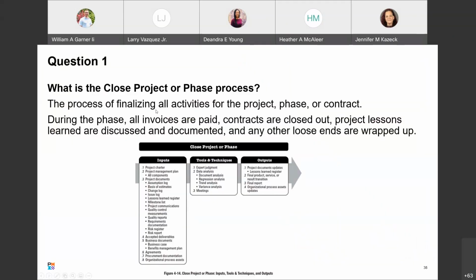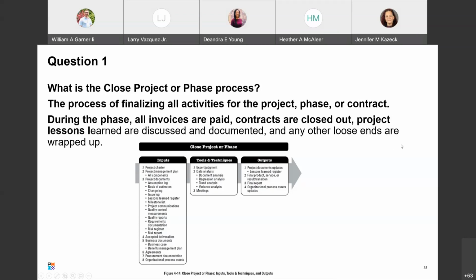All right, so let's look at the close process. This is from the PMBOK. I don't remember what page. I'd have to take a look at what page it was from. But what is the close project or phase process, right? This is the process of finalizing all the activities for the project, phase, or contract. And during this phase, all invoices are paid, contracts are closed out, project lessons learned are discussed and documented, and any other loose ends wrapped up. And these are the inputs, tools and techniques, and the outputs. And a graphic apparently that makes no value to the slide.